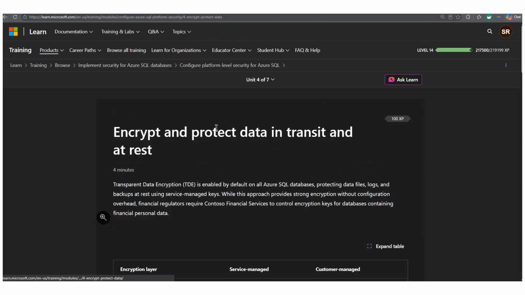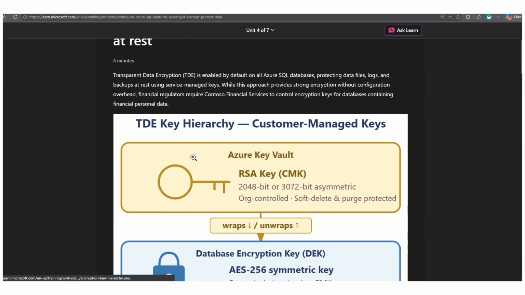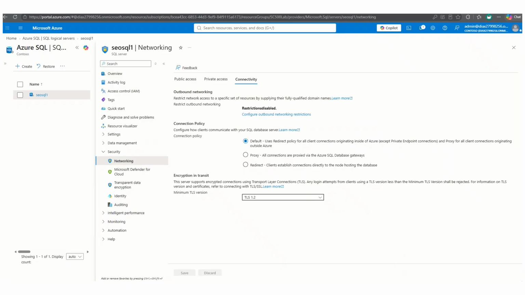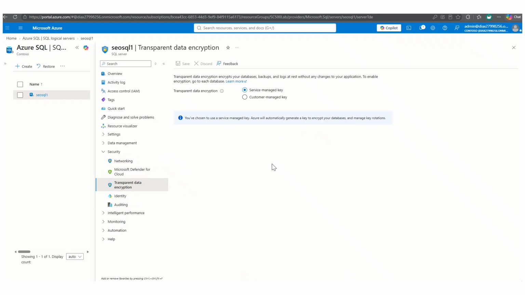In Unit 4, encrypt and protect data in transit and at rest. TDE. So let's go back into the portal and take a look at encryption. Specifically, here we're talking about transparent data encryption, which encrypts your databases, the backups, and the logs at rest without any changes to your application.